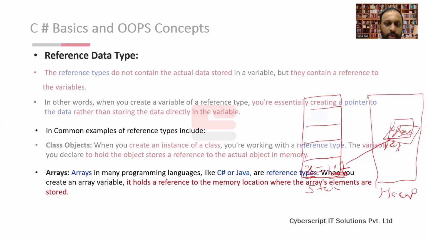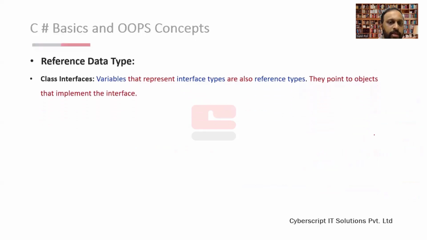Arrays in many programming languages like C# or Java are reference types. When you create an array variable, it holds a reference to the memory location where the array's elements are stored. So array elements would be stored on the heap only. So this is the array. This is the reference variable which is pointing to the memory location where the exact array would be created in the heap memory.